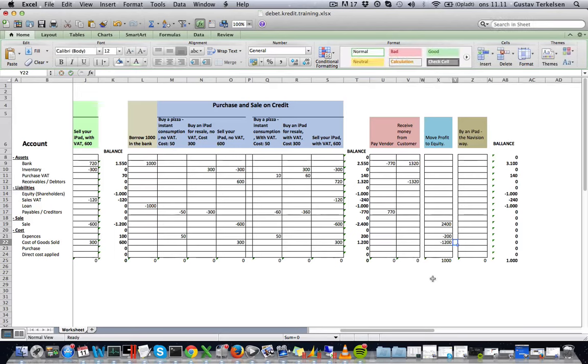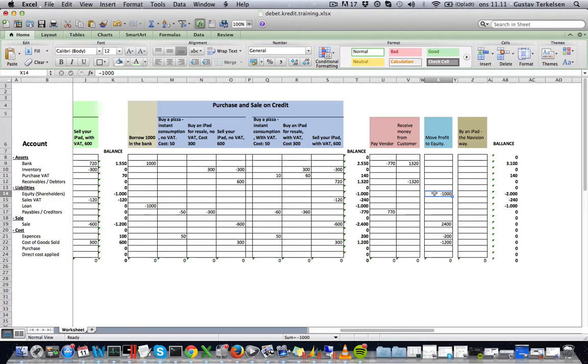So the total of our profit, which is 1,000, needs to be booked to our equity. So this is really realizing that all the transactions we booked into our profit and loss were in fact a sub-account to our equity account up here. So to make this balance, we will put a credit of 1,000 here.